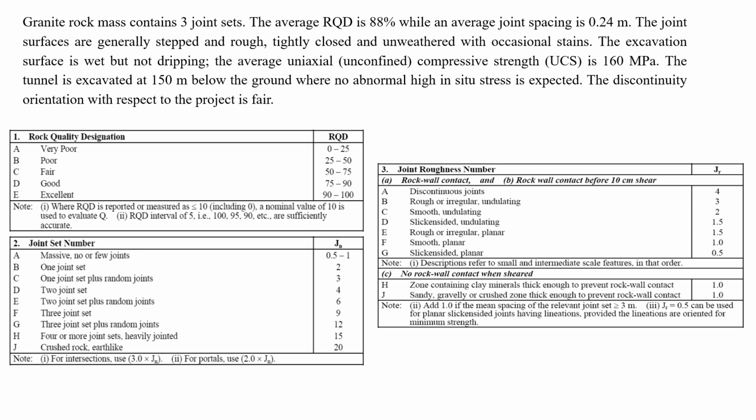Now let's look at this example where we have a rock mass made of granite with three major joint sets. The overall RQD value is about 88%, and we also have a spacing here. The spacing is 0.24 meters, which is the average spacing between discontinuities, those joints. We also have some information about the joint surfaces. They are stepped and rough, tightly closed and unweathered with occasional stains.